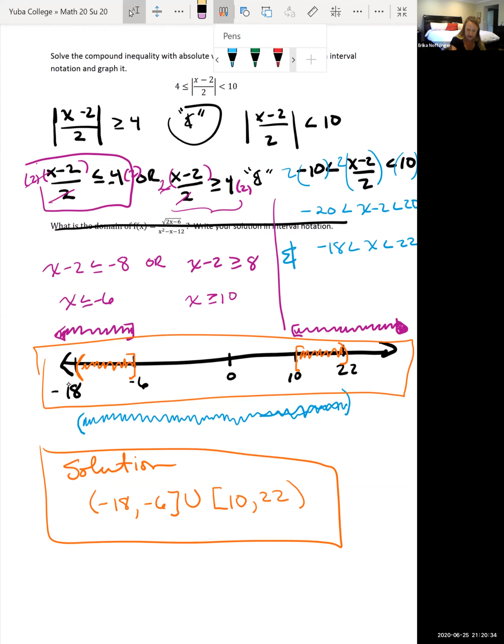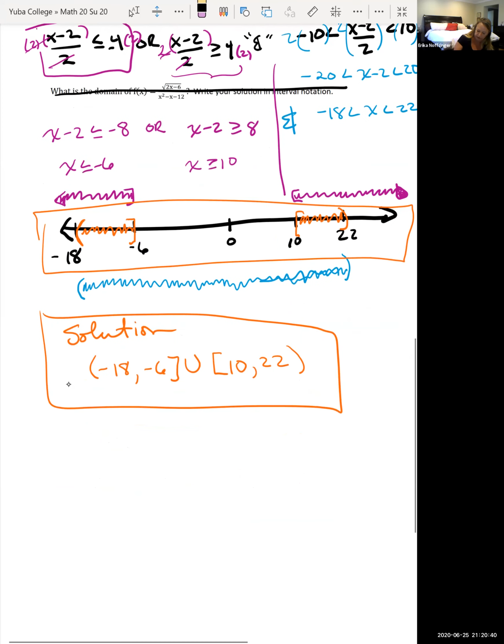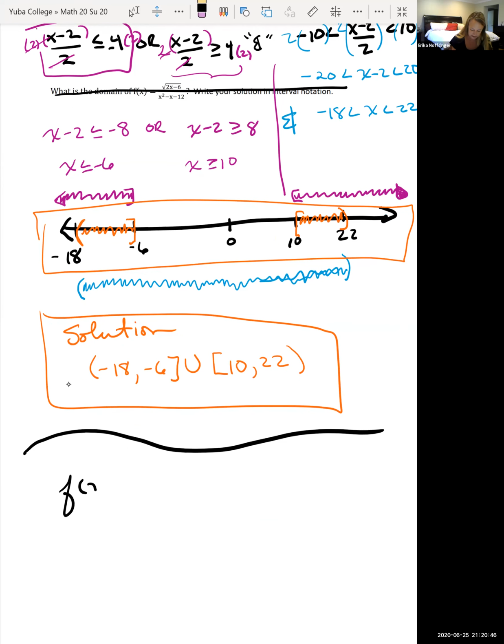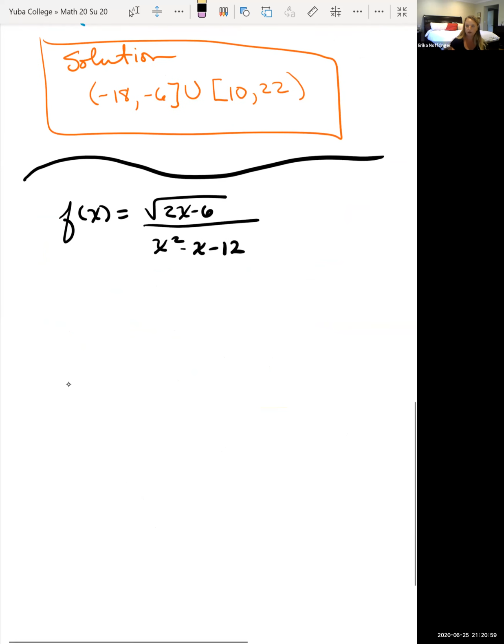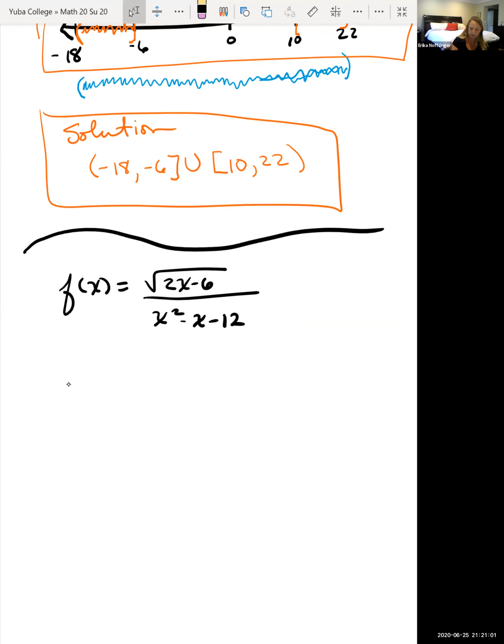Okay, so the domain, let's look at that real quick, because that's similar to what we're doing here, and the fact that when we find it, it's what they have in common. So we have f of x is given to be the square root of 2x minus 6 all over x squared minus x minus 12. And it wants us to find the domain of f of x.